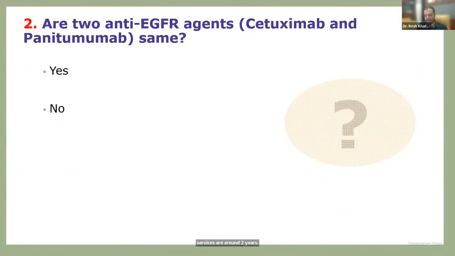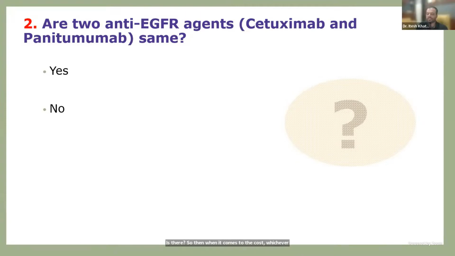So, any specific choice between the two anti-EGFRs? Would like to start with Dr. Samir. What is your personal choice and why? So I think panitumumab has less infusion reaction because it is humanized. Otherwise, skin reactions I think are more with panitumumab. From an efficacy point of view, I don't think any difference is there. So then it comes to the cost; whichever is cheaper would be the first choice for me.